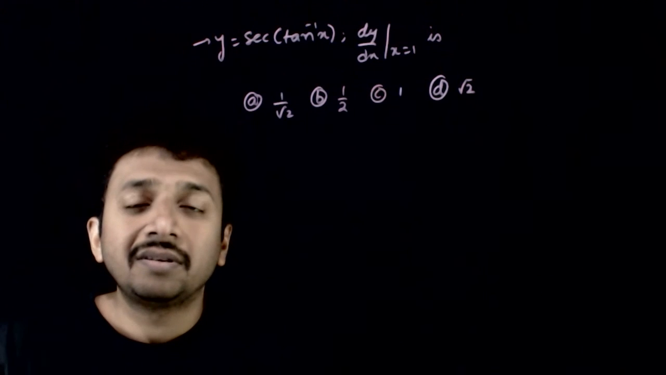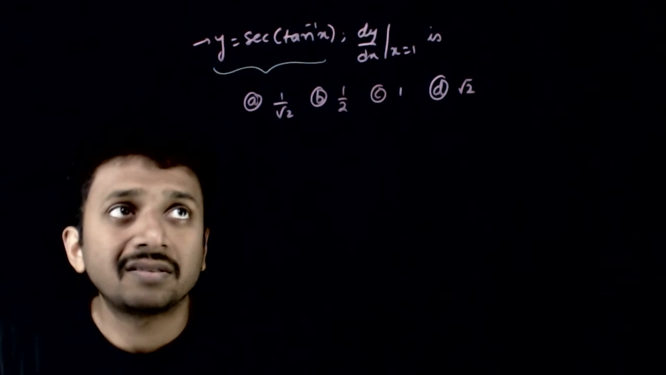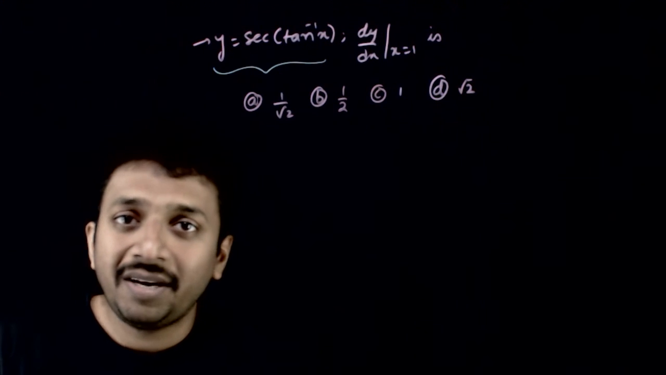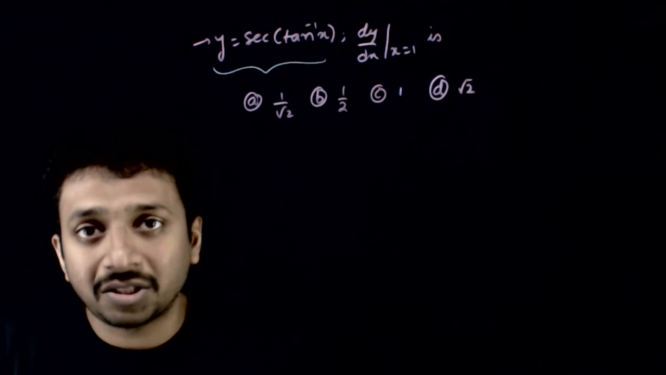So welcome students. In this question you're given that y is equal to secant of tan inverse x, and you're asked to find dy by dx at x is equal to 1. Again, a very straightforward question based on the concept of chain rule.